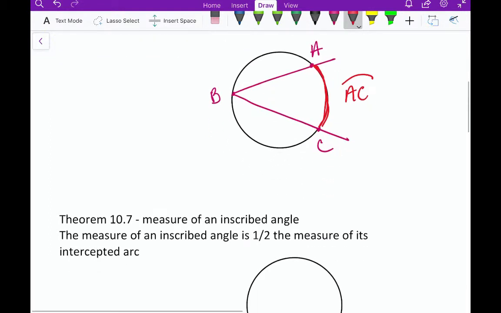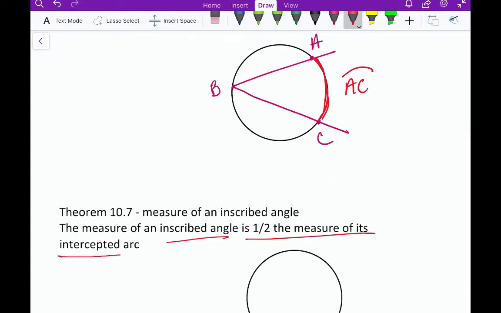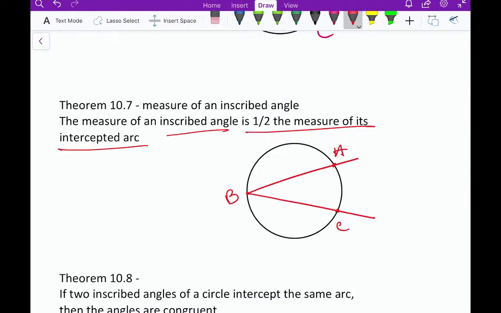The next thing we're going to learn is that the measure of an inscribed angle is 1/2 the measure of its intercepted arc. Again, using the same example with the same letters, what this means is that the measure of angle ABC is equal to 1/2 the measure of arc AC. So the measure of this angle is 1/2 the measure of this arc. Now, remember, if we have a central angle that creates an arc, those are equal. But with an inscribed angle, it's 1/2 of the arc that it creates, the intercepted arc.